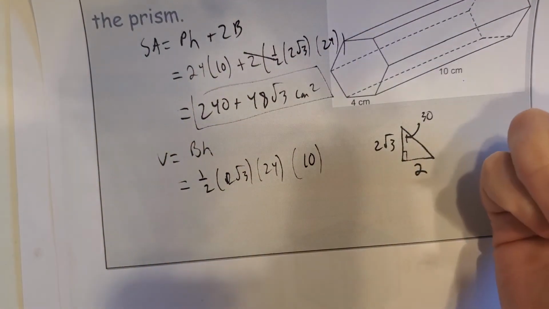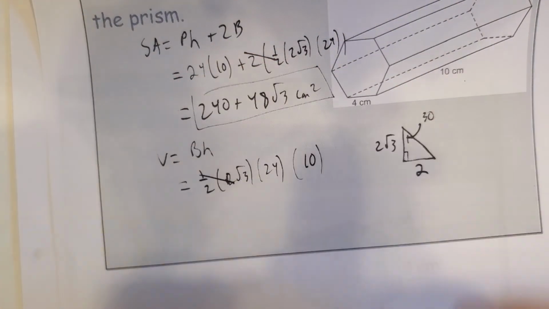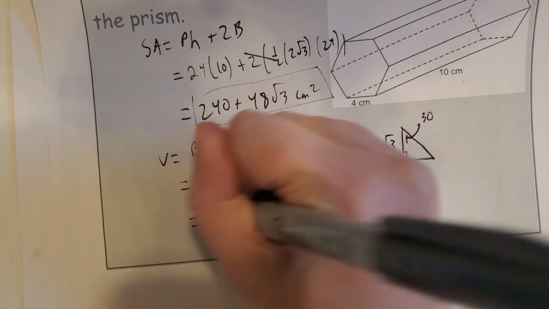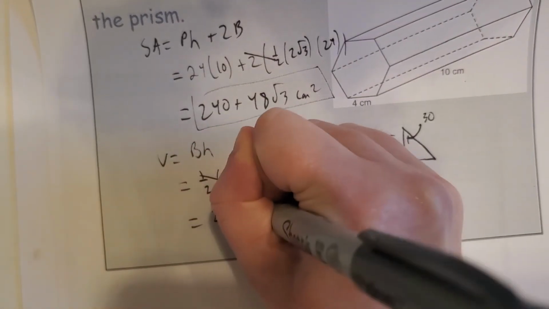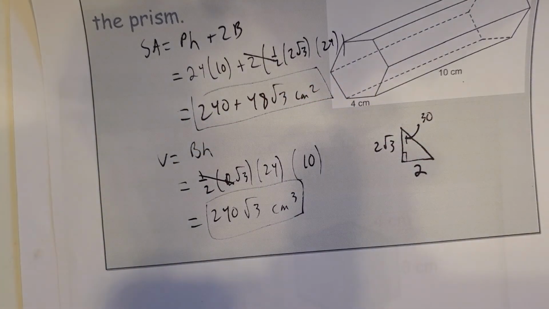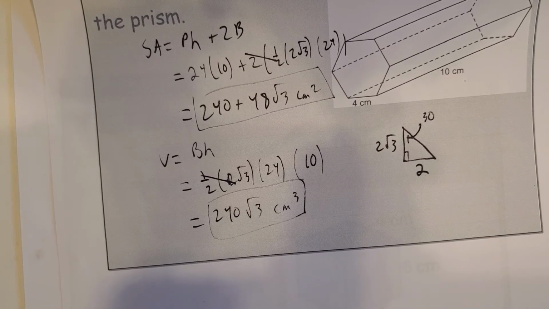So we do have some other stuff canceling out here. This 1/2 cancels out with this 2. So this would be root 3 times 24 times 10, which is now 240 root 3 centimeters cubed. And both of those are exact answers, the surface area and the volume. So that's it for that problem.